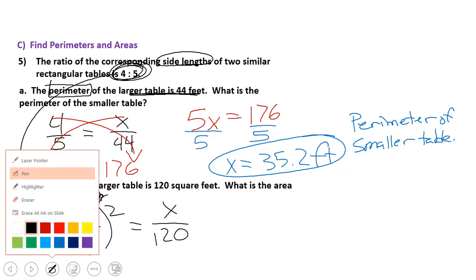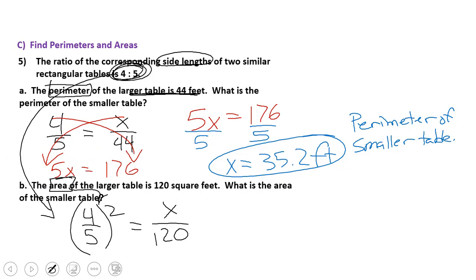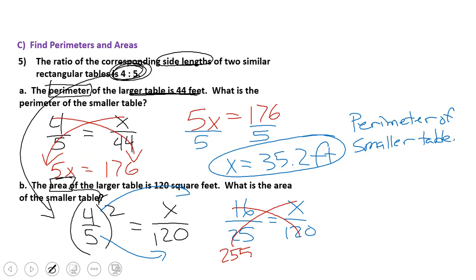Now, before we can get started with solving, we have to first do some math. And 4 squared is 16. 5 squared is 25. And that's equal to x over 120. Then we do our cross products. 25x is equal to, well, 16 times 120 is 1,920. And then, of course, 25x equals 1,920.